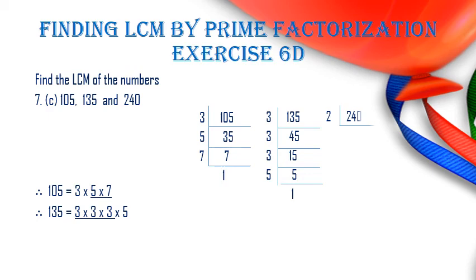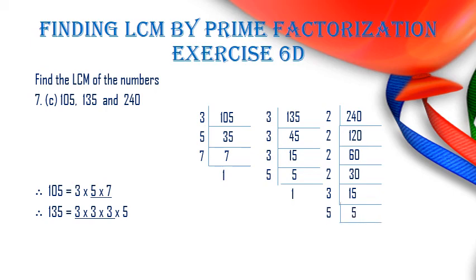Now let's come to the third number, which is 240. So children, 240 can be divided by 2. So 240 divided by 2 gives 120. 120 divided by 2 gives 60. 60 divided by 2 gives 30. 30 divided by 2 gives 15 and 15 divided by 3 gives 5 and 5 divided by 5 gives 1. So the prime factors of 240 are 2 multiplied by 2 multiplied by 2 multiplied by 2 multiplied by 3 multiplied by 5.